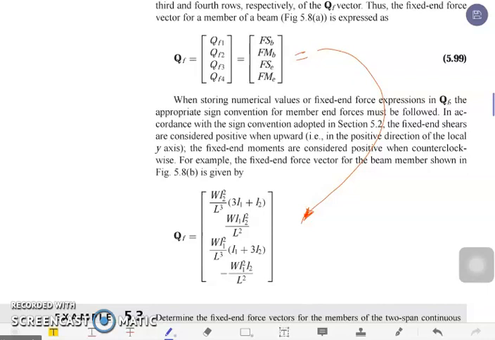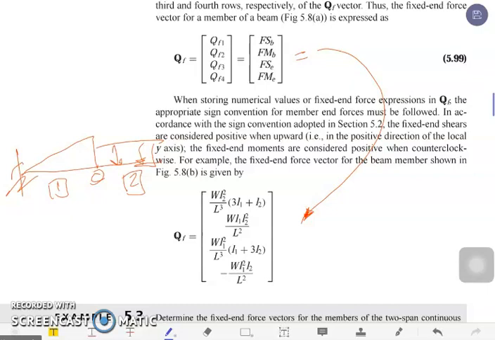You have to identify that this is only applicable for concentrated load. However, if the beam is subjected to a triangular loading and a uniform loading, you cannot apply these equations. So what you're going to do is, for example, member 1 has a triangular loading and member 2 has a uniform loading. You go back to TOS 2. In TOS 2, you have equations for the shear forces and the moment forces.